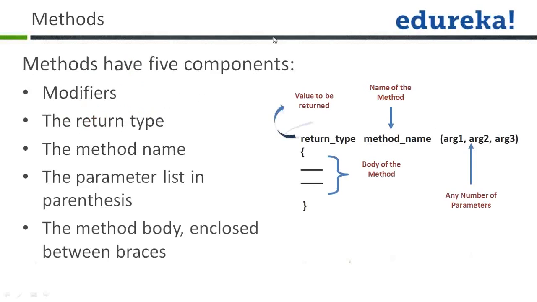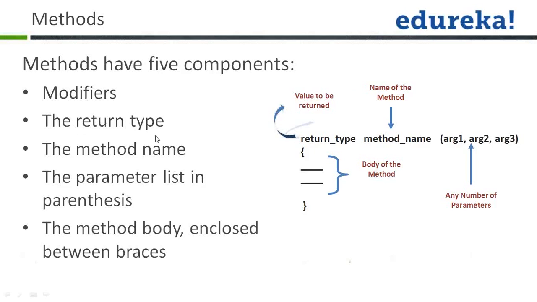Now we'll see what are the things that are present in a method. Methods have got 5 components. One is modifiers. We'll be discussing modifiers in the later part of the class. Modifiers are like public, private, protected, and there is a default one. Whenever you miss writing any one of them, then it will be taking the default one.